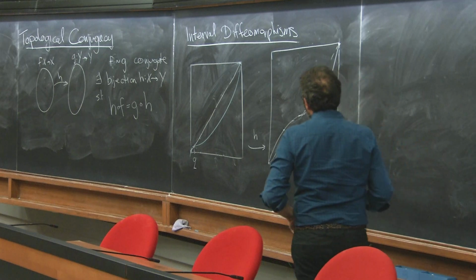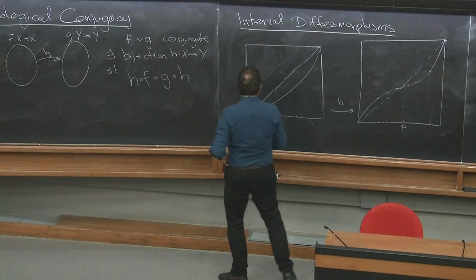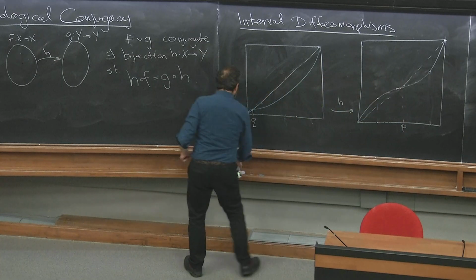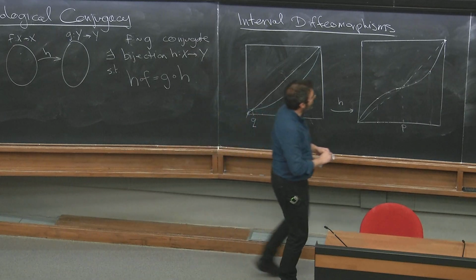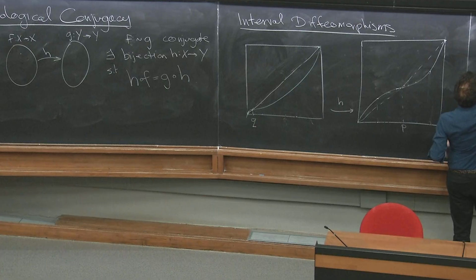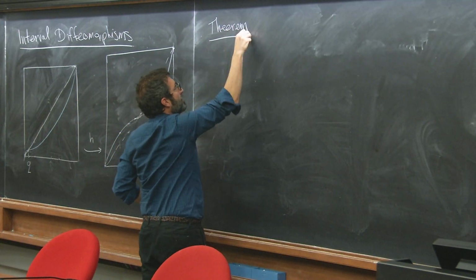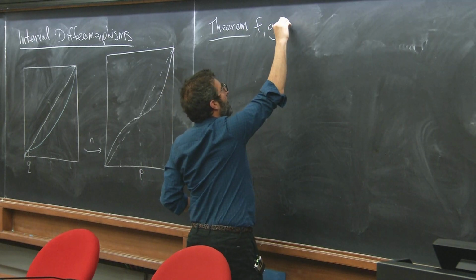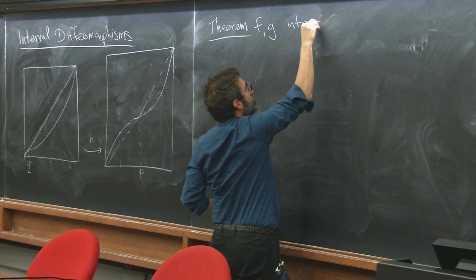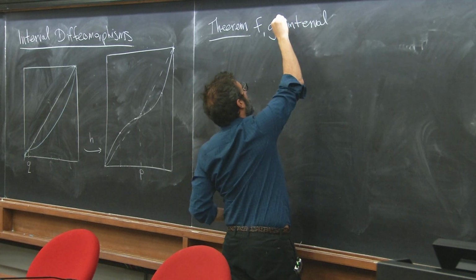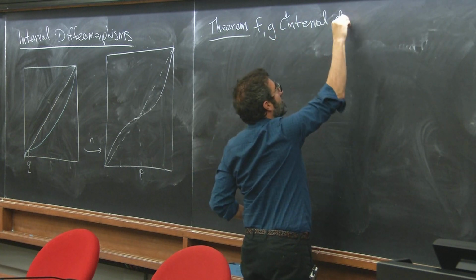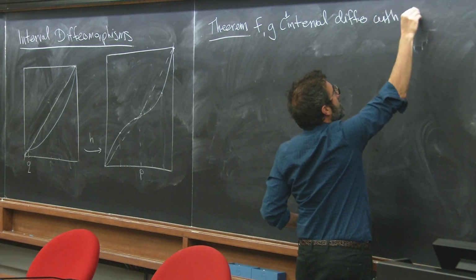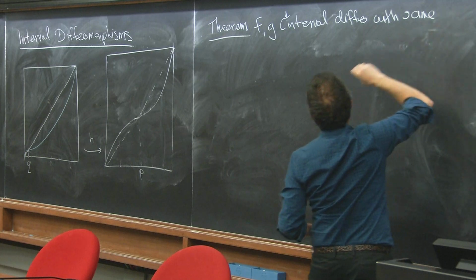Now let's think about how we're going to prove this theorem, that these two are conjugate. And to do that, we're going to start with an even simpler case. So we're going to prove the following theorem. Actually, let me write this theorem. Suppose F and G are C1 interval diffeomorphisms with the same number of fixed points.